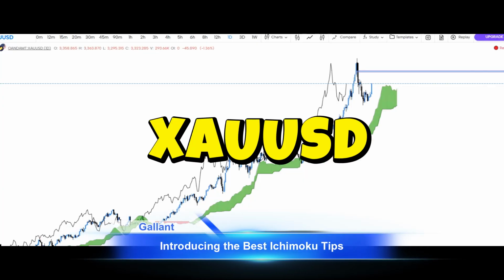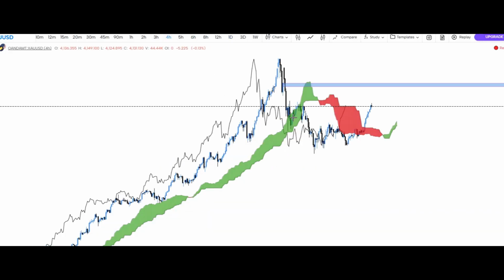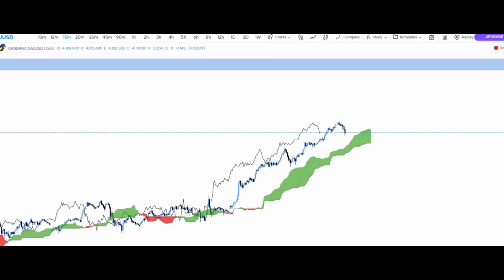Hello, today we want to focus on one of the most important tips in Ichimoku. By applying this tip, you can significantly grow your trading account without the fear of sudden price reversals. Let's get straight to the main point.